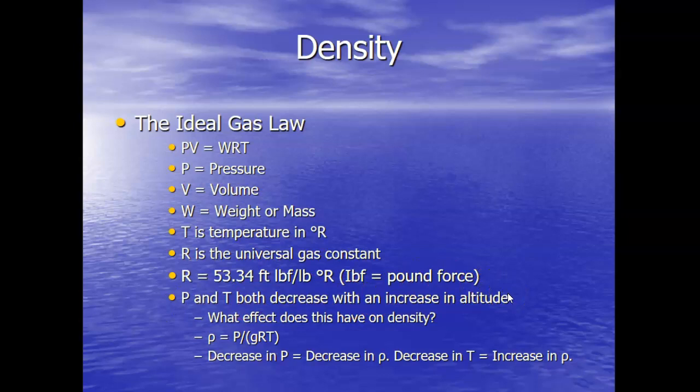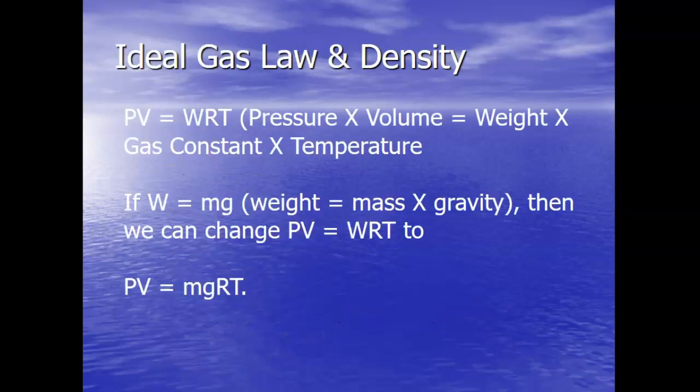So what effect does this have on density? How do we use the ideal gas law to solve for density? So the ideal gas law again is PV, pressure times volume, equals weight times the gas constant times temperature. So we don't have density in here. So how do we solve for density?